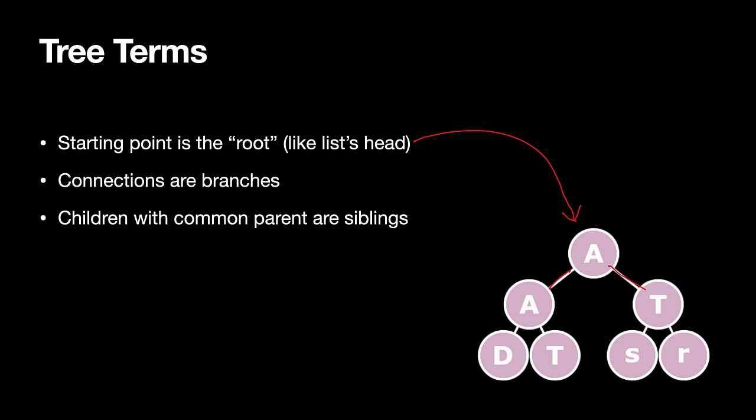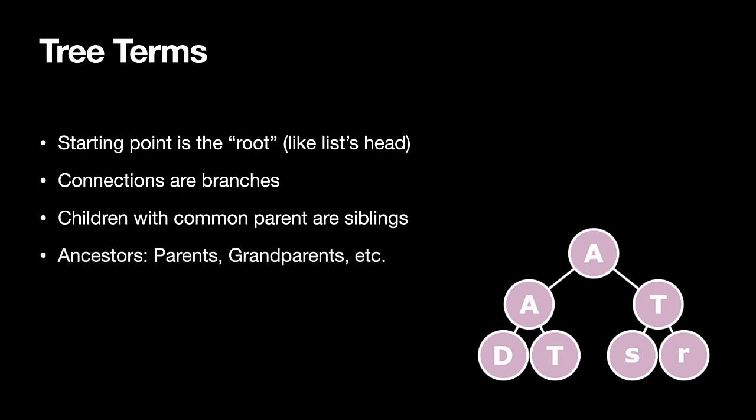Other terminology that comes from the concept of family trees are the concepts of parents and grandparents. So I'm going to pick on this node S here. The node S has a parent with a value of t. It has a grandparent with a value or data of a. The complement of that is the concept of children and grandchildren.